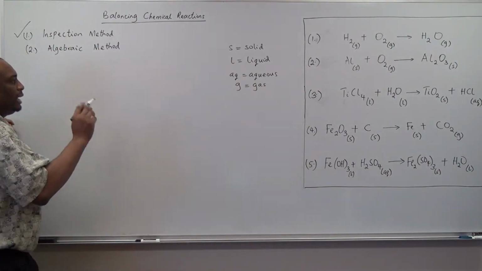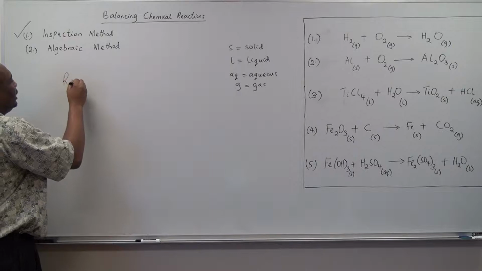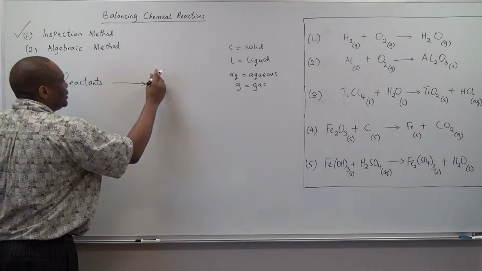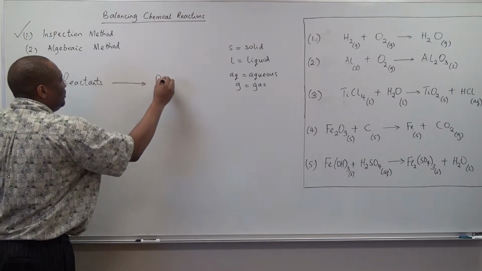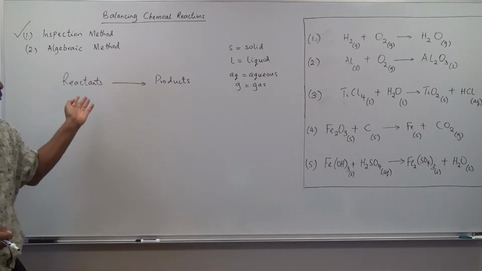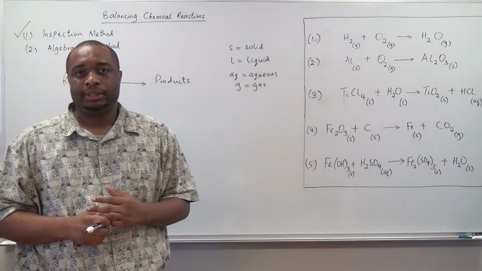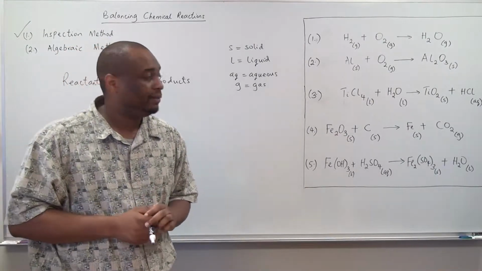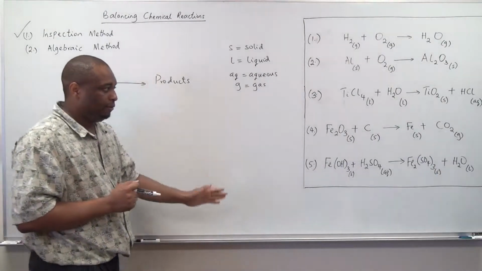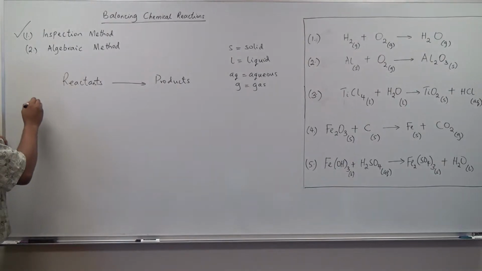So, as you may know, in a chemical reaction, the reactants combine to form the products. And we have different types of chemical reactions: combination, decomposition, and the rest of them. We shall not be going into that right now. We shall be more focused on balancing chemical reactions. So let's start with number 1.